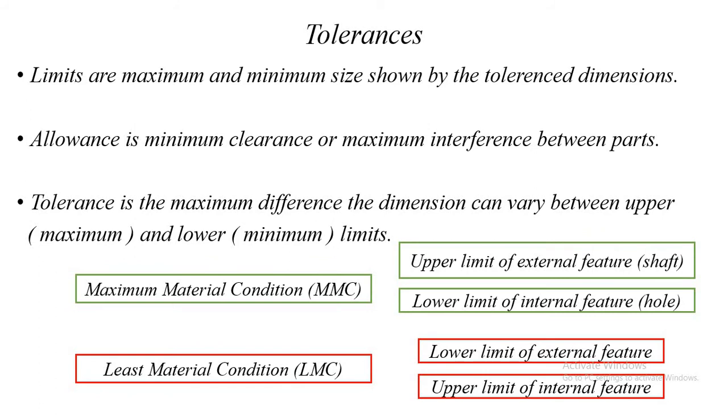Allowance is the minimum clearance or maximum interference between parts. Tolerance is the maximum difference the dimension can vary between upper, that is maximum, and lower, that is minimum limits. Maximum material condition. It is the upper limit of an external feature, that is a shaft, or a lower limit of an internal feature, that is the hole. Least material condition. It is the lower limit of the external feature and the upper limit of the internal feature.